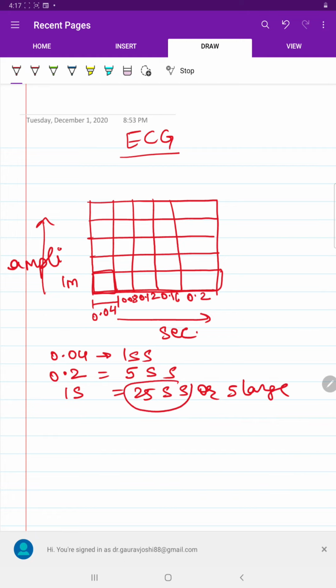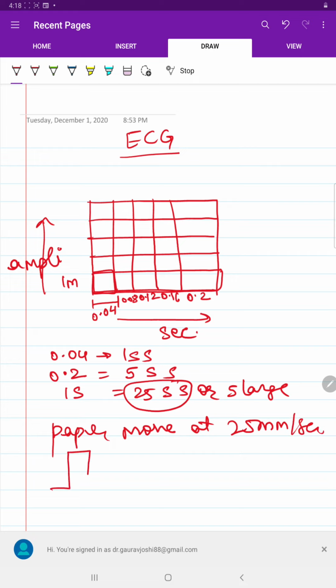Why are we taking 25? Because the ECG paper moves at 25 millimeter per second, and there is a standardization of ECG. This is 10 mm. Whenever we see the ECG paper, we must see the written standardization of 10 mm amplitude and 25 millimeter per second speed. If you do not see these findings written somewhere on the ECG paper, then you can ask again, as the tracing is not normal.